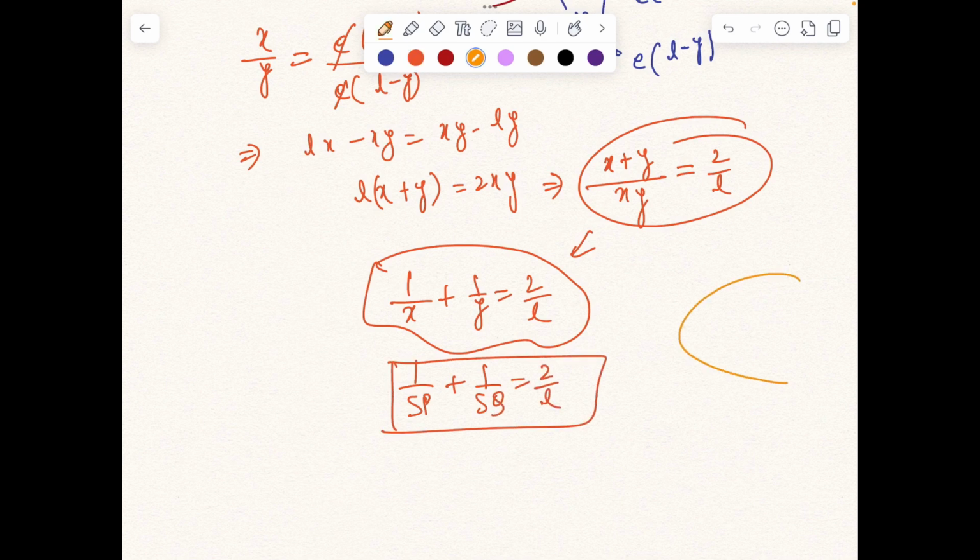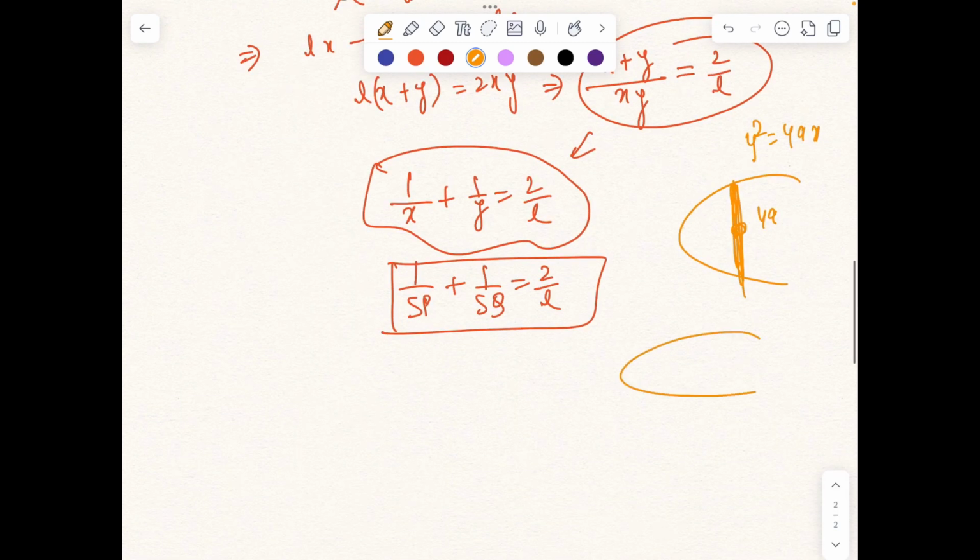And in case of parabola, the length of latus rectum for a standard parabola y squared equals 4ax is going to be 4a. In case of ellipse, we know the length of latus rectum is 2b square by a. Same goes for hyperbola as well.